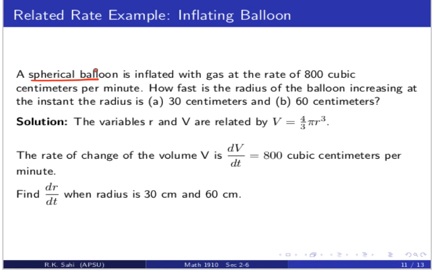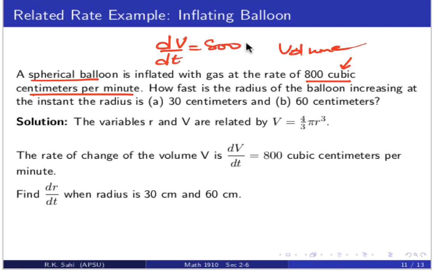When it's filled with air, it becomes spherical in shape. It is inflated with gas at the rate of 800 cubic centimeters per minute. This cubic is a giveaway. We are looking at volume. At the rate of, that means we're looking at dV over dt is 800. It is cubic centimeters per minute. Now that gives us an idea that we are looking at the volume of a sphere.